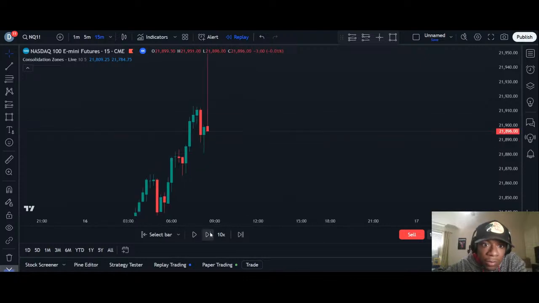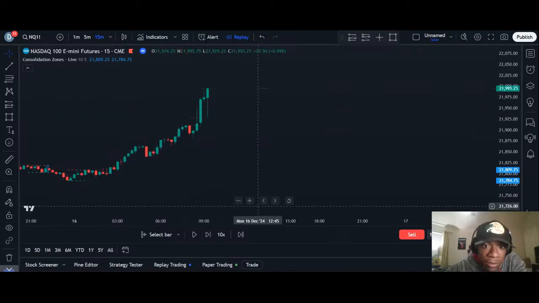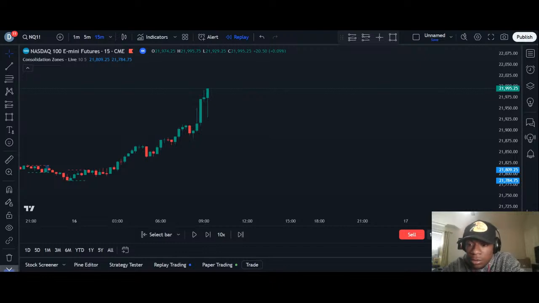Okay, yeah, it doesn't look like 15 minutes is going to give us any setups. It's literally 9 a.m. and not a single zone has formed. So I take that back. This strategy probably does not work on the 15-minute time frame because it's not giving us even one consolidation zone.